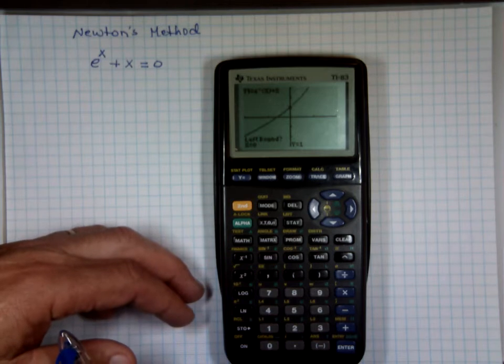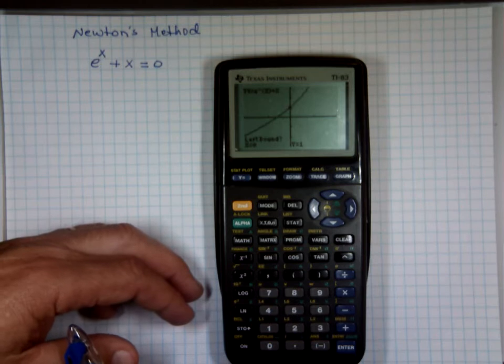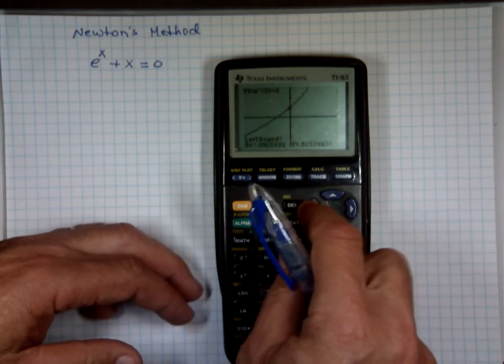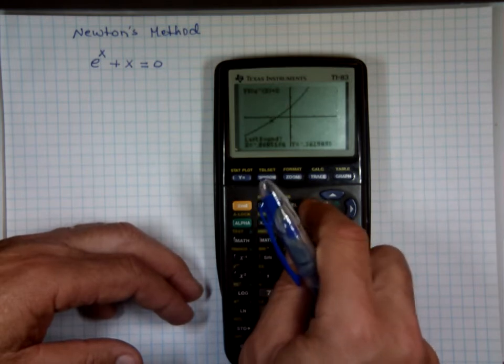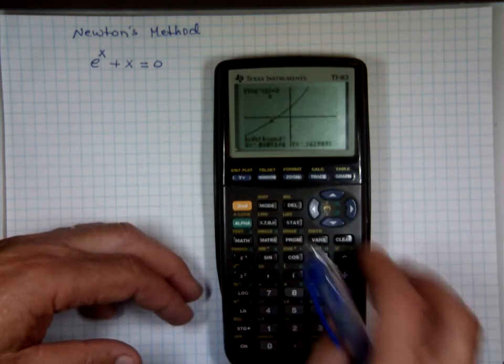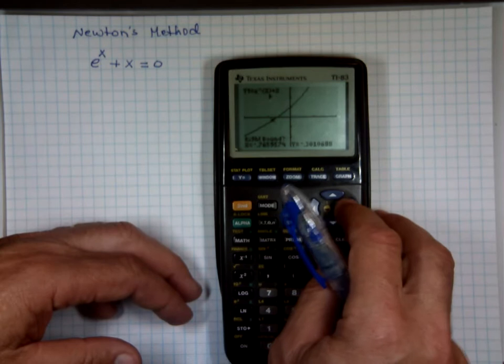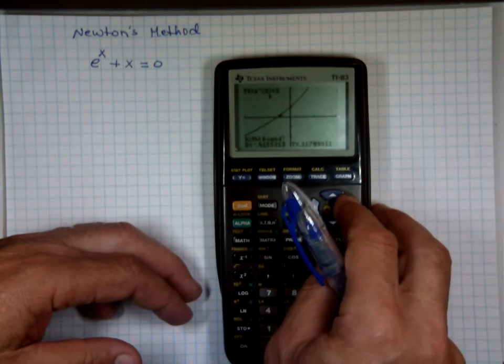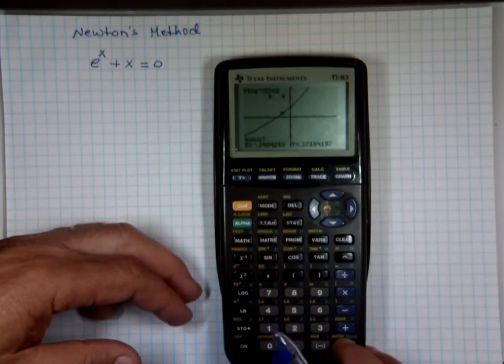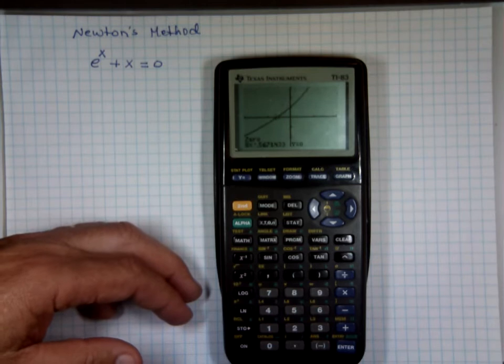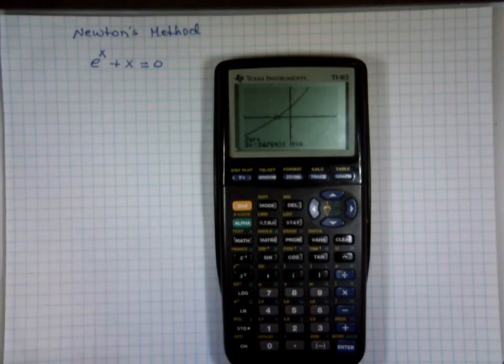Oh, left boundary. Am I supposed to do something? Oh, I gotta pick the left boundary, I think. I gotta narrow it down. I gotta pick a value before it crosses. I'll use that number. And the right value, let me use another number. Right there. Hit enter again. Let it go through. -0.567143.